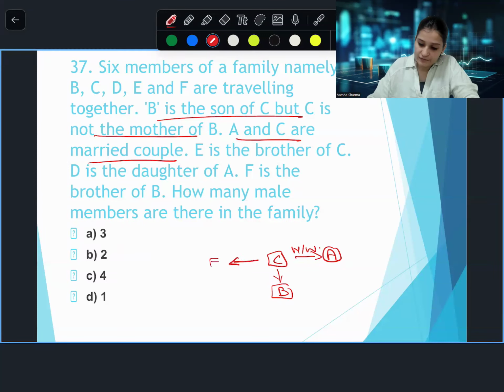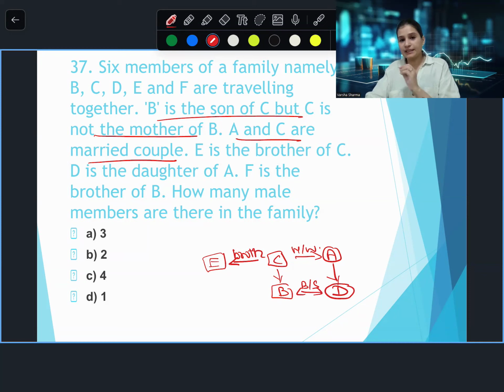E is the brother of C. D is the daughter of A. That means B and D are both brother and sister. C is the father of both of them. A is the mother of both of them. Agree?